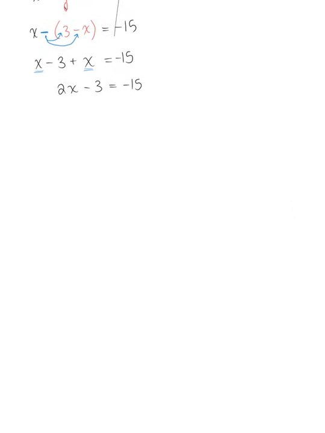And now we're ready to continue solving. I will add a 3 to both sides of our equation. Minus 3 plus 3 goes to 0, which leaves us with 2x is equal to negative 15 plus 3, which is minus 12. Then we can solve for x by dividing both sides by 2. 2 divided by 2 is 1, and 2 goes into 12 minus 6 times, which leaves us with x is equal to minus 6.